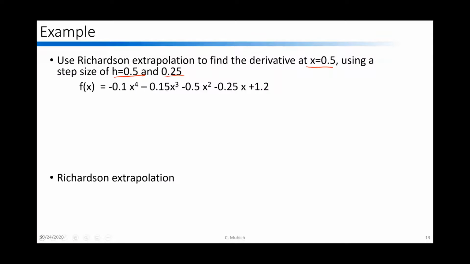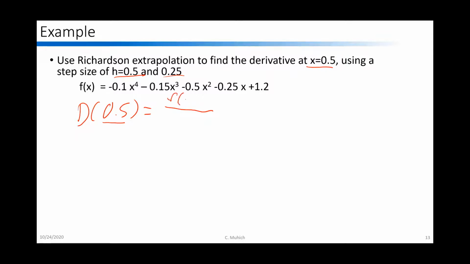We can use my first order central difference formula, where I can calculate my derivative at 0.5. This is my h, 0.5. So I can plug in f of 1 minus f of 0 over 2h, right? So this is my central difference formula. When I plug this in, I get 0.2 minus 1.2 over 1 equals negative 1.0, right? So this would be an estimate, an error of 9%.